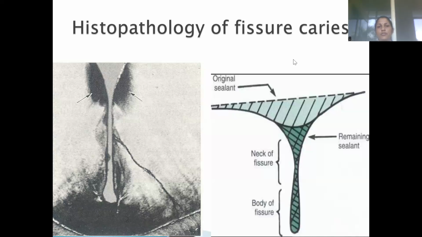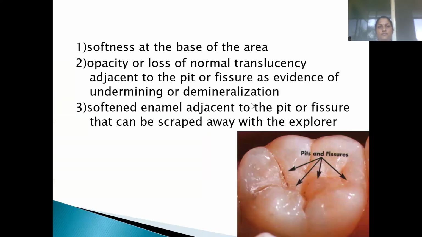Coming to the histopathology, when we take the pit and fissures, there is a neck of the fissure and a body of the fissure. These are the areas where your brush bristles won't be accessible, and there is a chance of development of dental caries. So the main intention of the sealant is flowing the material into these deep pit and fissures so that we can prevent the food lodgement, thereby preventing the development of dental caries.